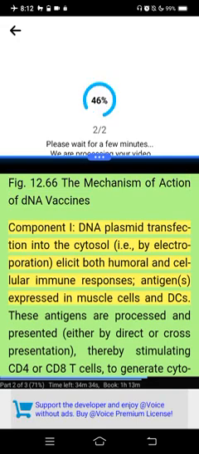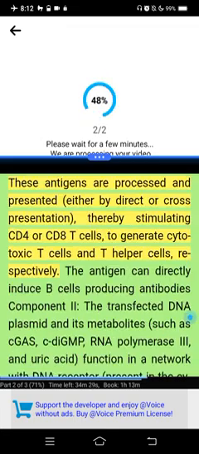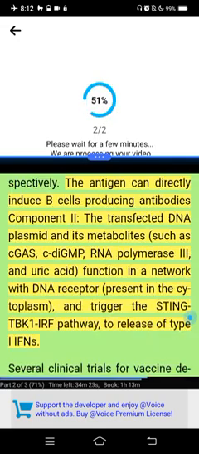Component 1. DNA plasmid transfection into the cytosol, i.e., by electroporation, elicits both humoral and cellular immune responses, with antigens expressed in muscle cells and DCs. These antigens are processed and presented either by direct or cross-presentation, thereby stimulating CD4 or CD8 T cells to generate cytotoxic T cells and T helper cells, respectively. The antigen can also directly induce B cells to produce antibodies.